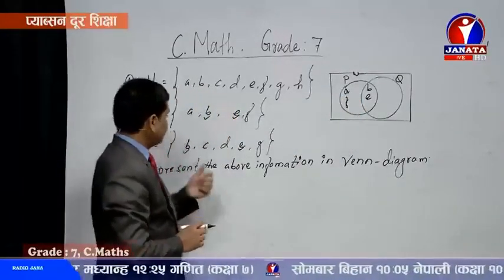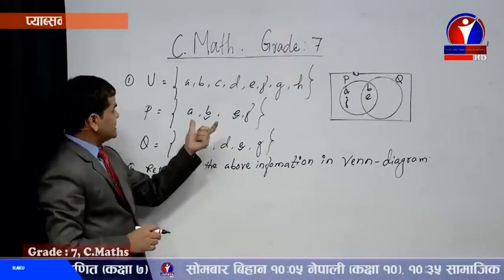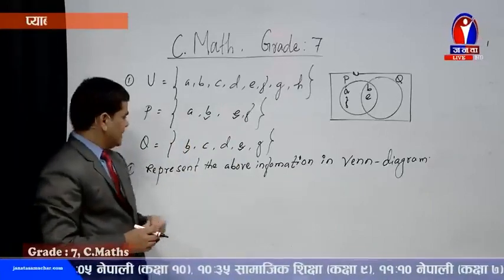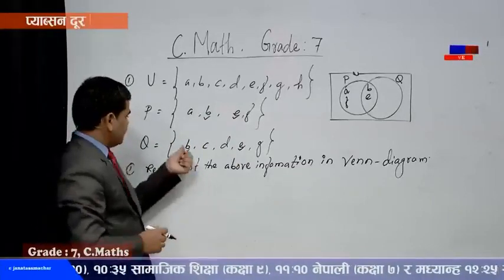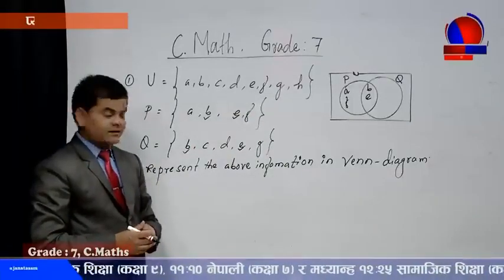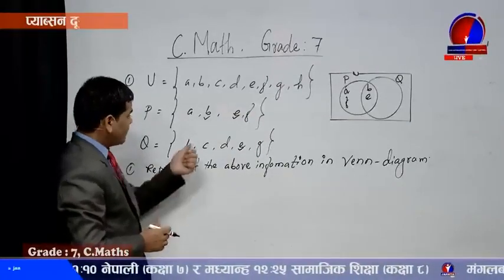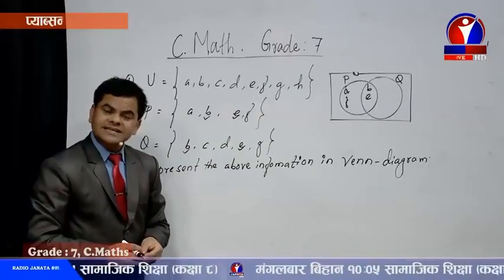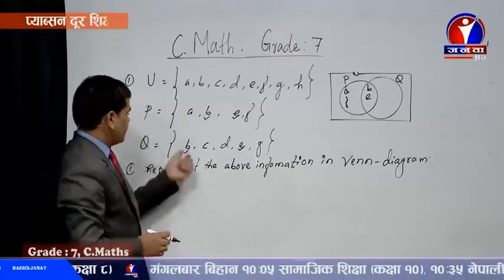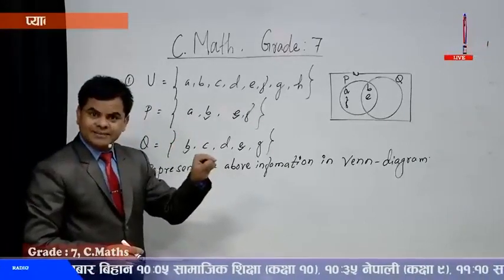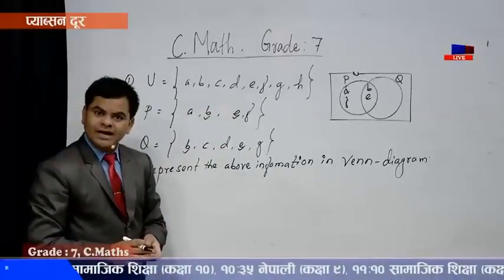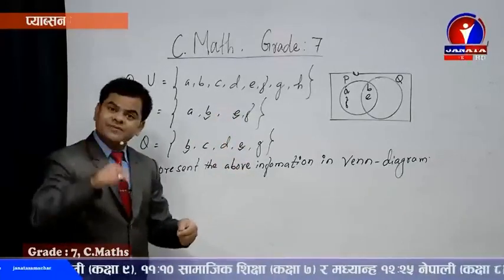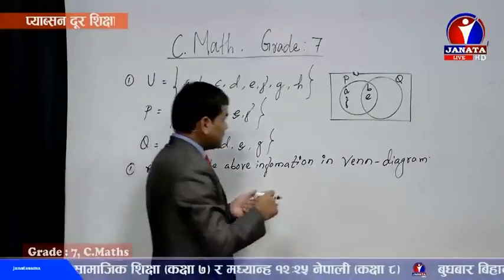Now similarly, as we have completed plotting the elements of set P, let's go to set Q. In set Q, if you see, dear students, B and E we have already kept in the common area of both sets. Now the remaining elements C, D and G are the only elements of set Q. So we need to plot these three elements in the place of only Q. In other words, that place is Q difference P.